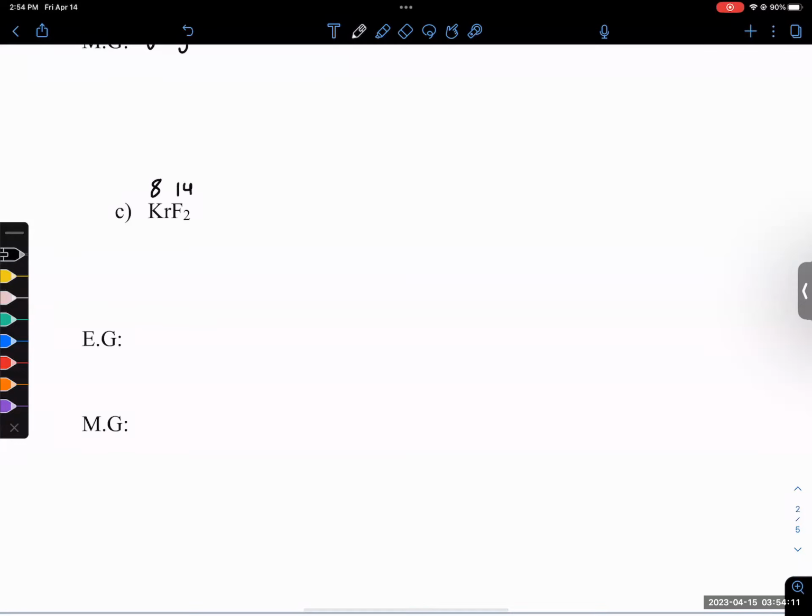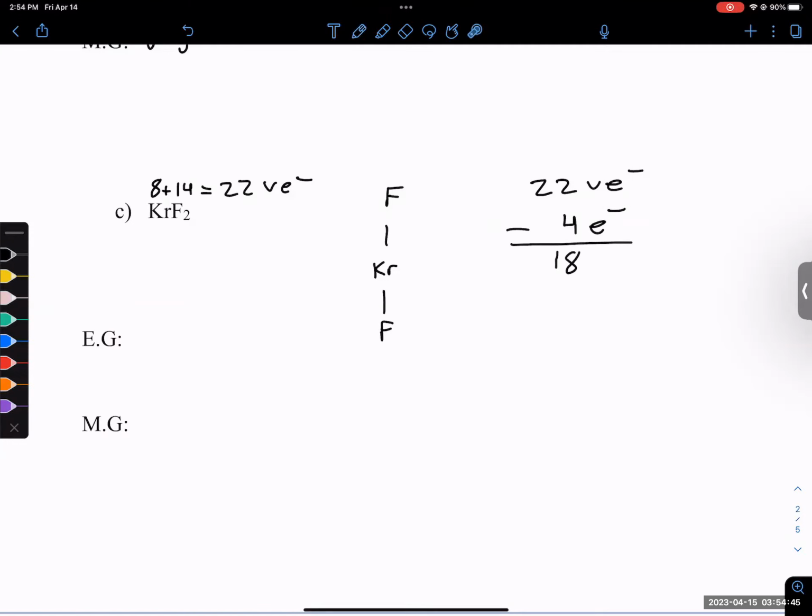So that'll give you 22 valence electrons to work with. All right, so which one's our central atom? Krypton, right? So Kr, and then we'll do F. Okay, so we've used up 4 electrons in those bonds so far, right? 2 in each bond, so 4. So minus 4 electrons, we get 18 left. And we know that krypton at least needs 8 electrons. And each fluorine needs 8 electrons as well.